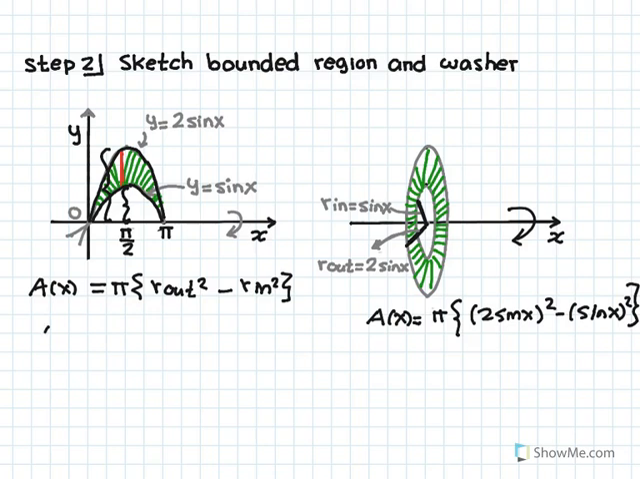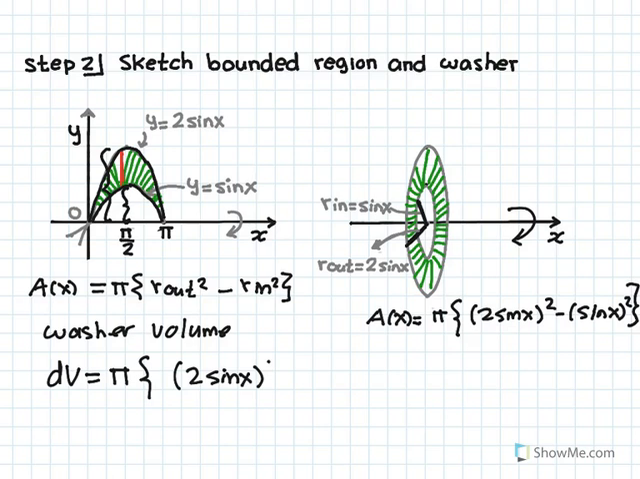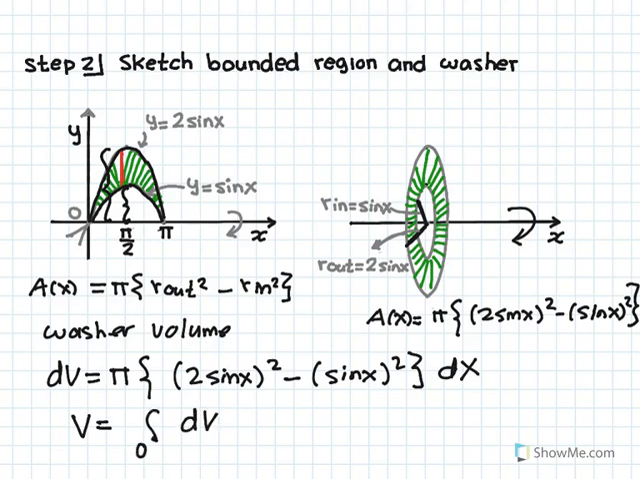How about the washer volume? The washer volume, the differential volume, is equal to pi times 2 sine x all squared, outer radius squared, minus inner radius squared, times the width, which is dx, and the integral adds up the differential volume from 0 to pi. The integral adds up these washers, and then we get the entire volume of the solid.